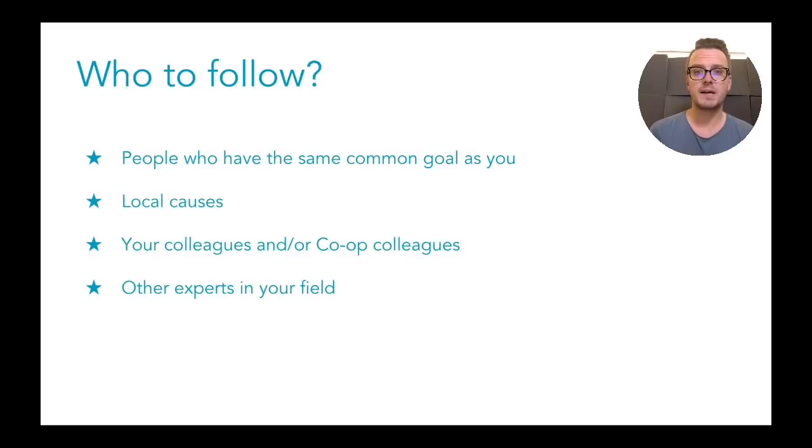Other experts in your field, so that could be, for instance, if I was looking at people to follow, it would be other digital people and other people that are social media community managers to see what their experiences are.